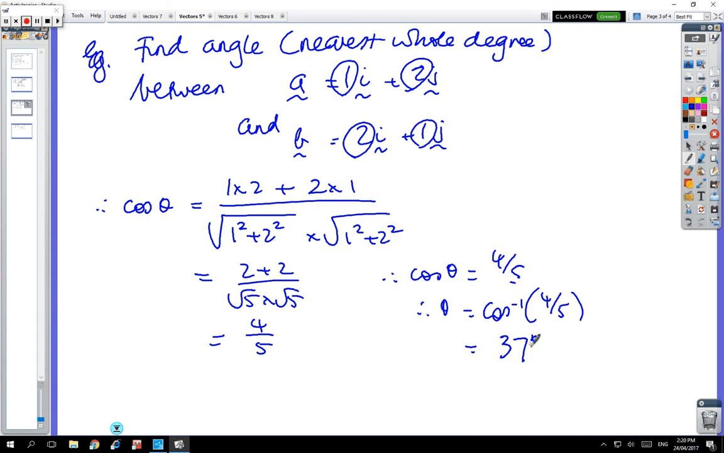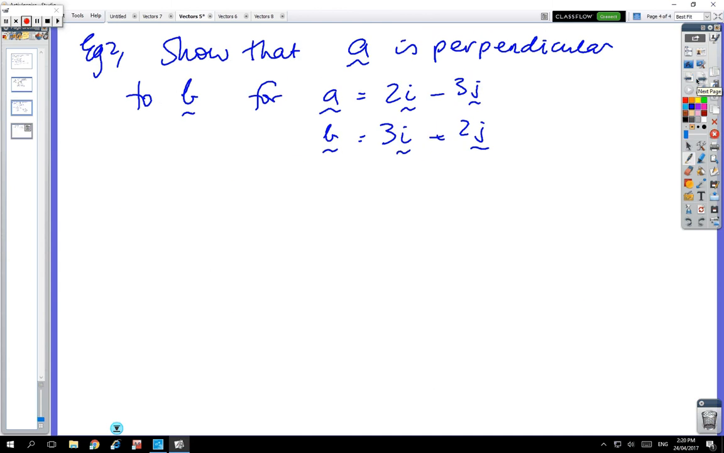Finish that off, copy that down if you need to, and come across. This next one: show that A and B are perpendicular. What we're trying to prove is the angle is 90 degrees, and remember, cos of 90 equals 0. Have a go, and if you want to, just wait for me, otherwise have a go and come back when you're ready.